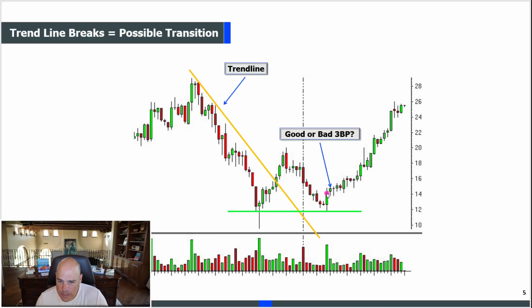Okay, so in this case, you could choose to take this, or what you could do is wait for it to put in a higher high over here and look for a lower time frame entry. Because this is a daily chart, you could look for a lower time frame entry. But the point on this chart is to get you to understand how stocks go from a downtrend to a sideways trend to an uptrend.